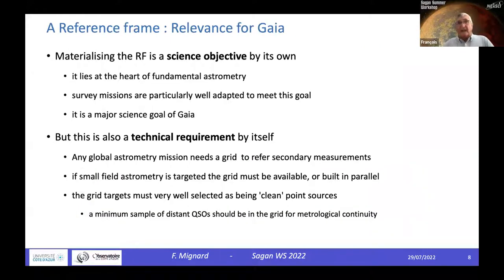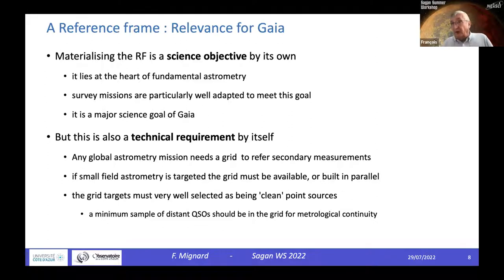So, the reference frame for Gaia. First, doing a reference frame is part of the science objectives of Gaia. This is something we decided Gaia would do, to produce for the first time a CRF using the ICRS, which is defined with extragalactic sources, but realized in the visible wavelength, in the optical domain, while VLBI has produced a realization in the radio domain. So that's a real science objective by itself.